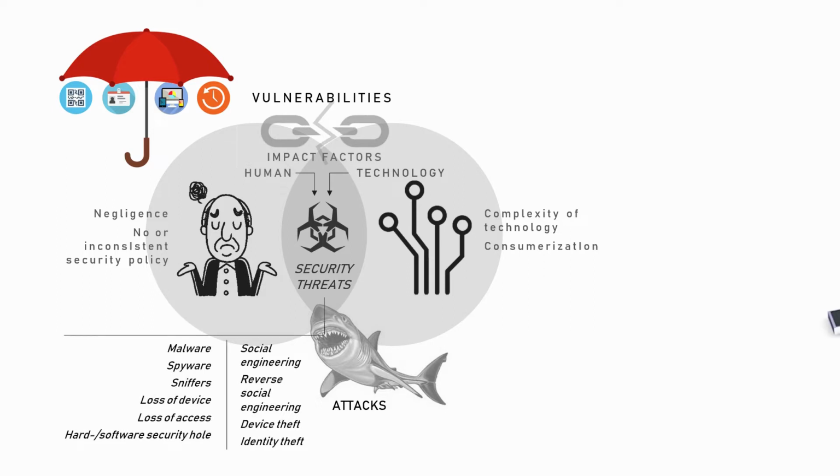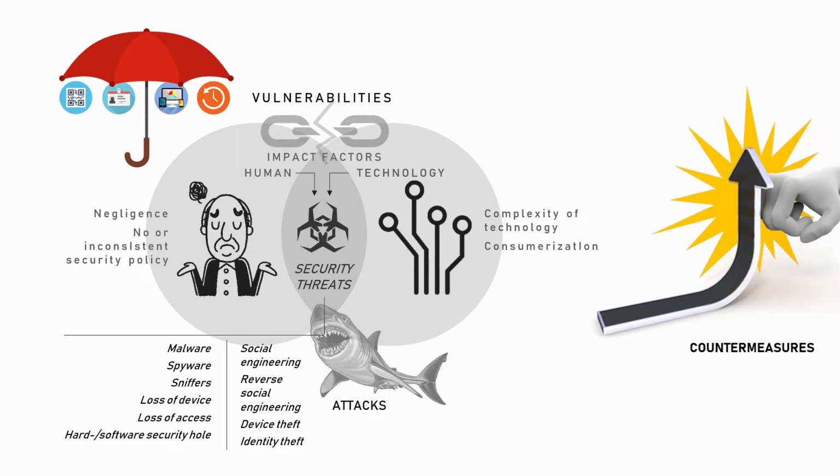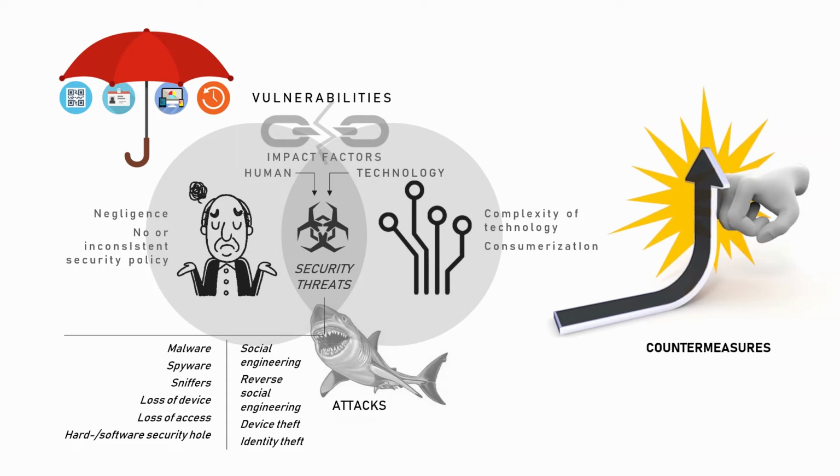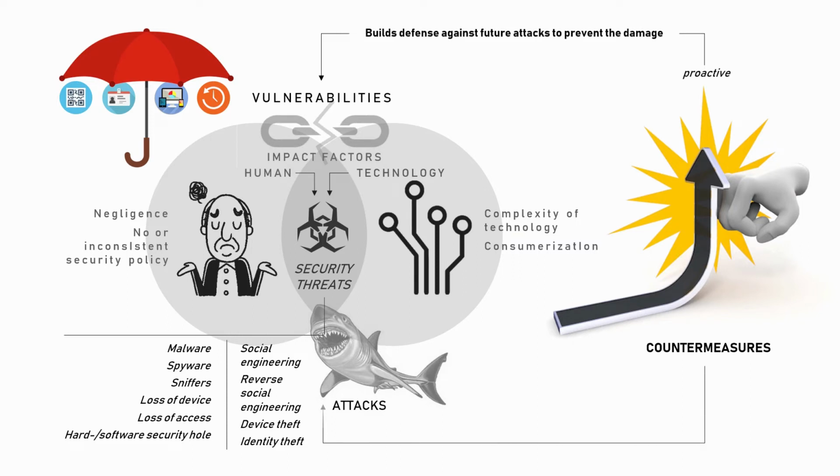Security means mitigating the risks, that is, taking countermeasures addressing two of the three outlined substances, vulnerabilities, and attacks. Countermeasures addressing vulnerabilities are proactive, aimed at preventing the damage. Countermeasures addressing attacks are reactive, aimed at minimizing the damage.